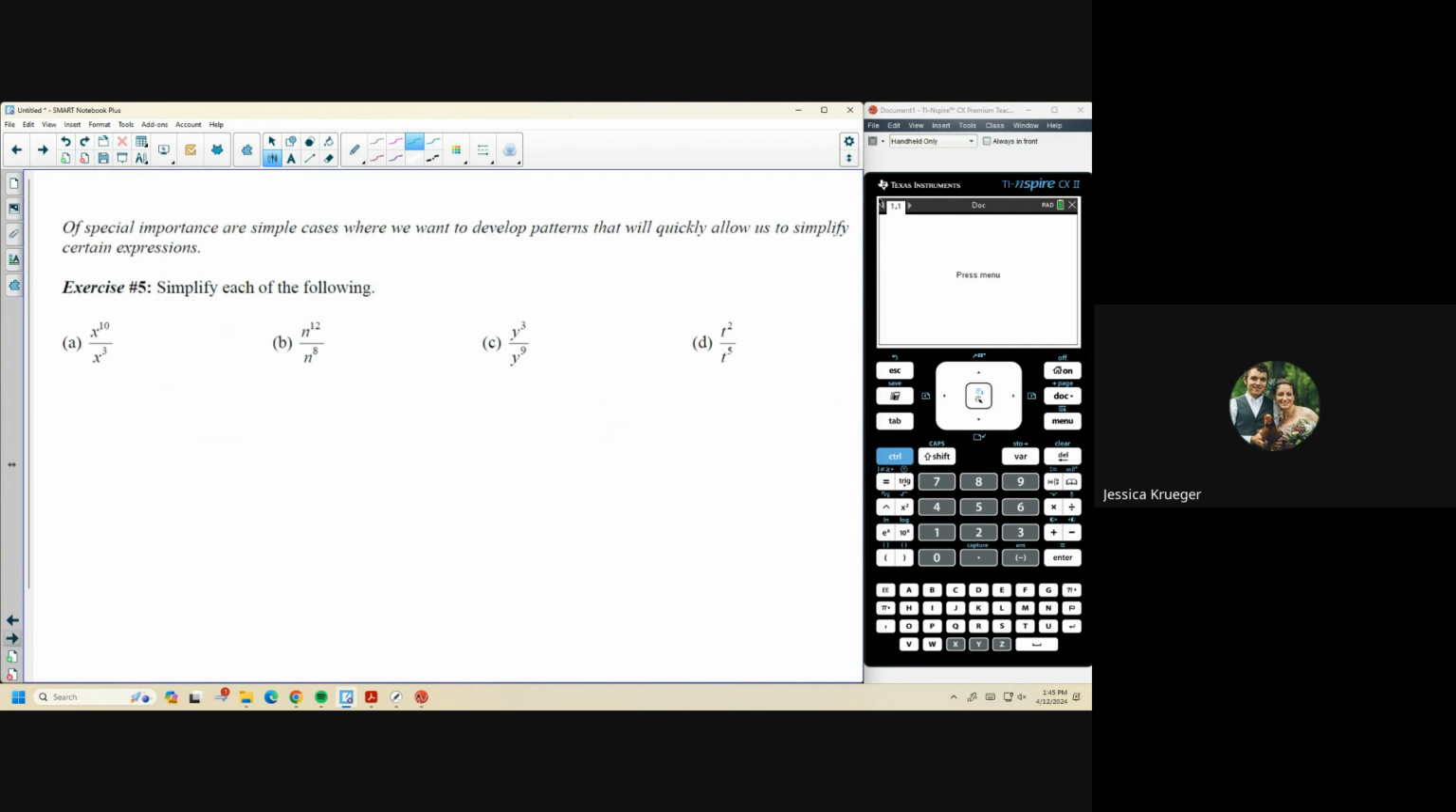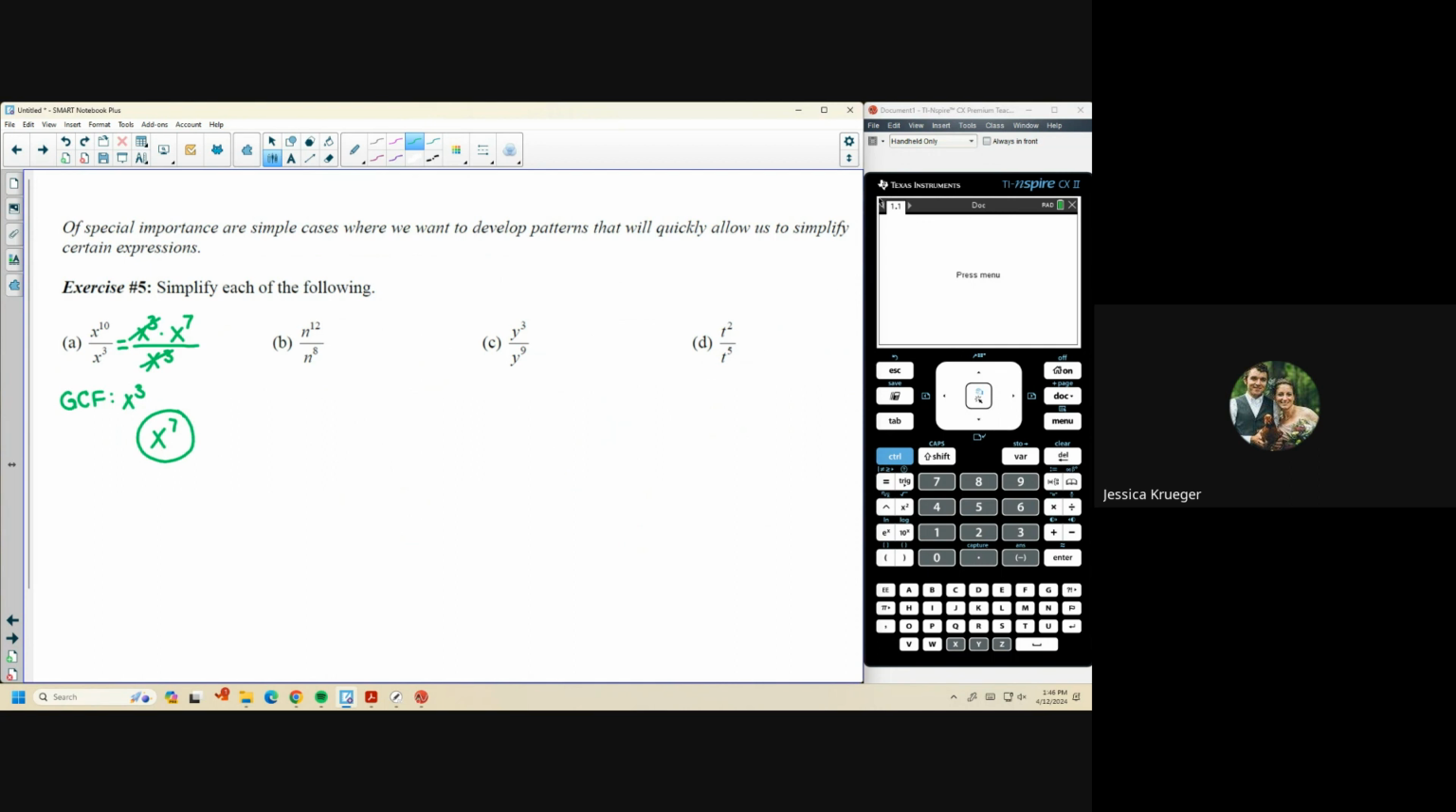So if you take your time, it will help with this. Now, some of you may have already noticed this pattern, but we're going to take a look at this. We're going to simplify each of these. So we're just working with variables right now. So for letter A, if I think about what my GCF is, how many x's do they have in common? Well, they share 3. So my numerator can be written as x to the third times x to the 7th. And my denominator can be x to the third. These are going to cancel out. So my answer is x to the 7th. You could also write it as x to the 7th over 1.